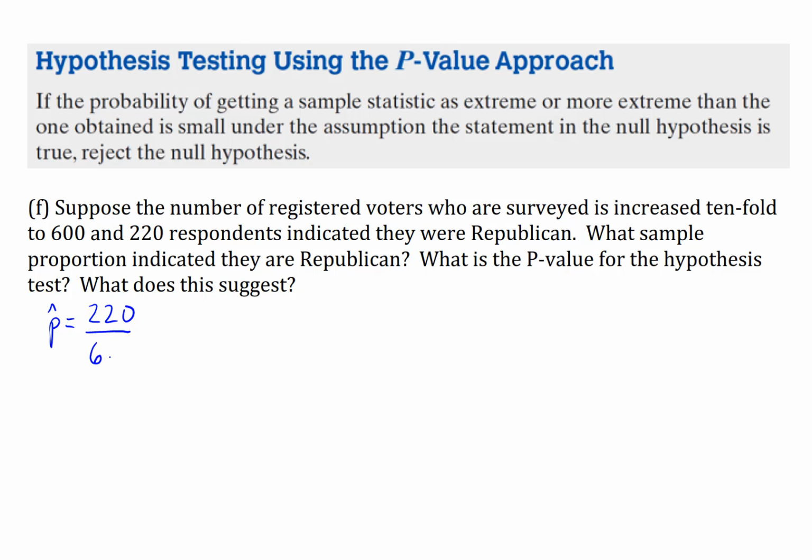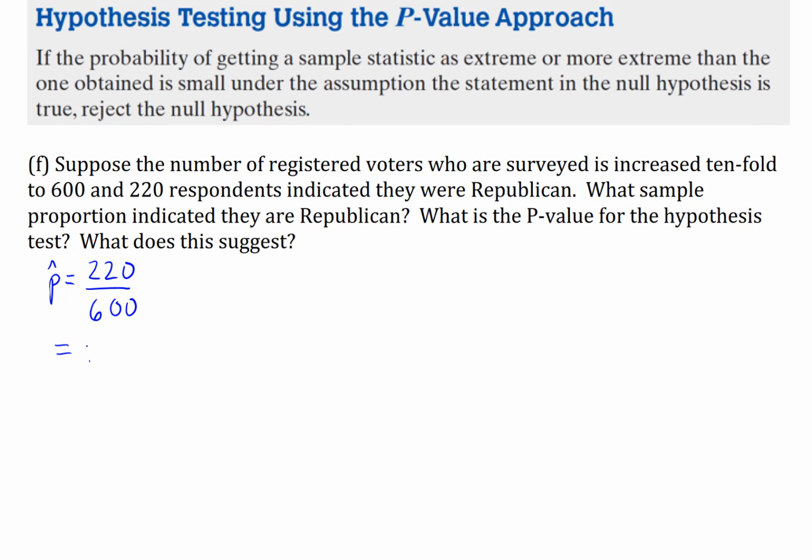Well, p hat is going to be 220 out of 600, which is how much? Yeah, it's 0.367. So I had the same rate of Republicans this go around as I had the previous one when I had 22 out of 60. What's the p-value for this hypothesis test?